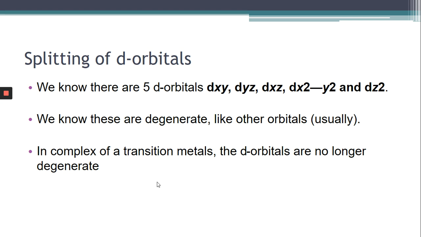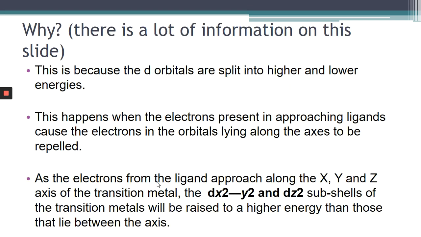Now we also know that these orbitals are degenerate. Now there are occasions when they're not, okay? And that is to do with the approach of ligands. So in some complex transition metals, what we find is the d-orbitals are split. It's usually 2 are of a higher energy level than the other 3. As they're split in terms of the energy amount, they are no longer degenerate.